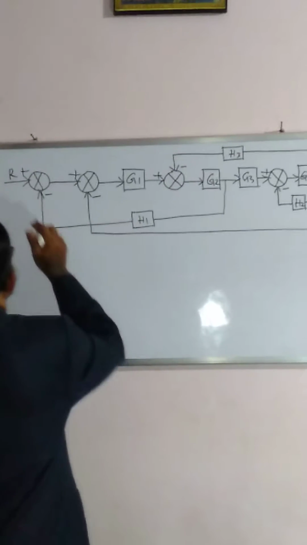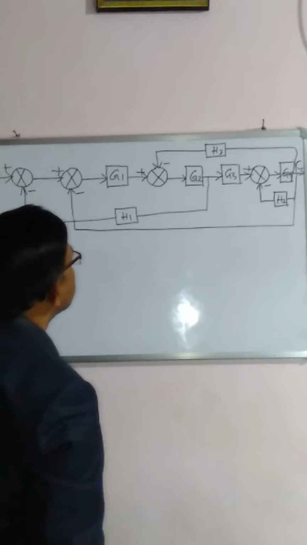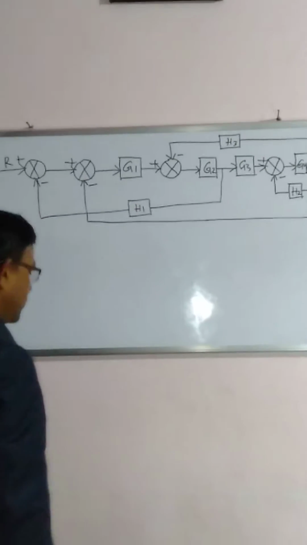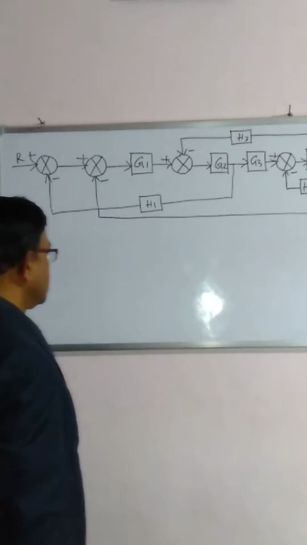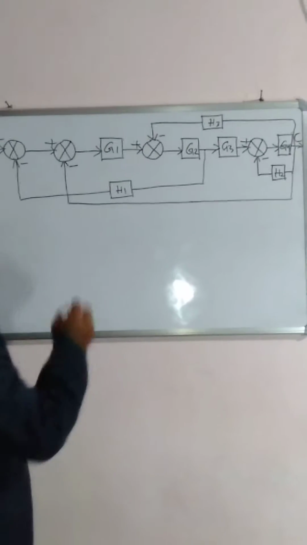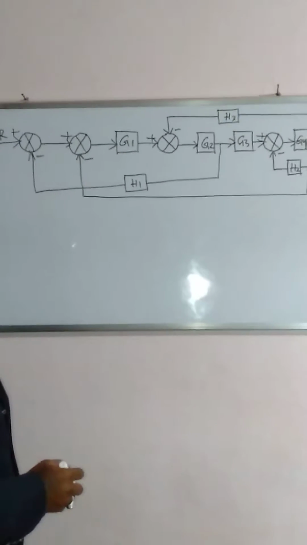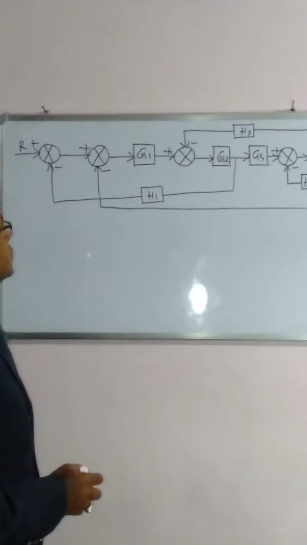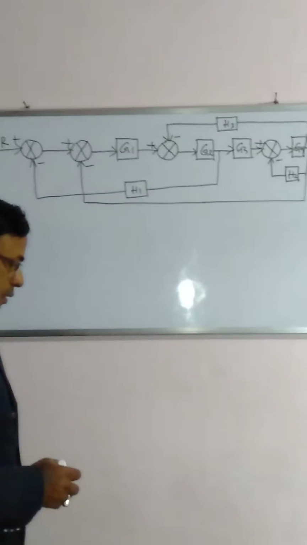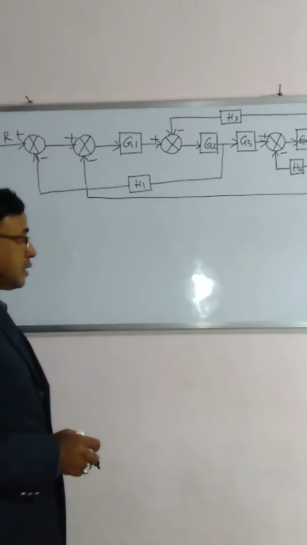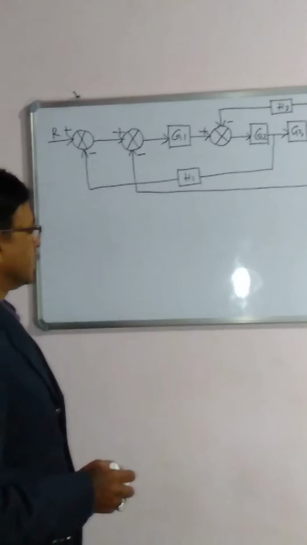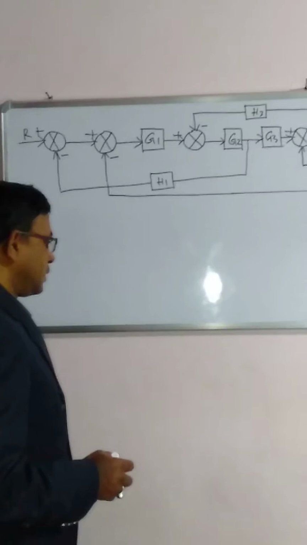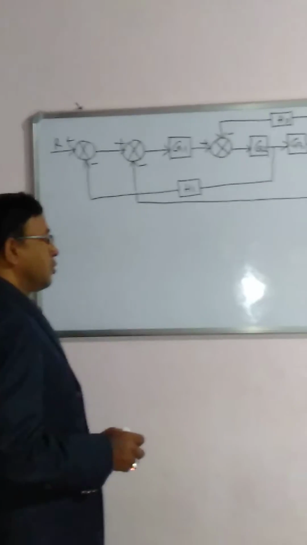So this is your problem. You have to find out what is C by R, that is the overall transfer function. I have discussed the steps we have to follow to solve this problem. If we follow those steps, then it will be very easy to solve the problem. Already I have discussed the main disadvantage of the block diagram reduction technique: there is no fixed starting point to solve the problem.